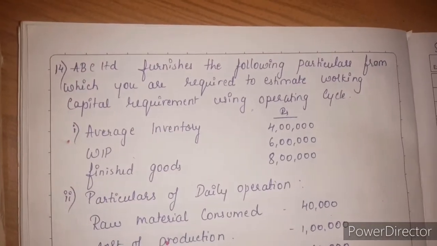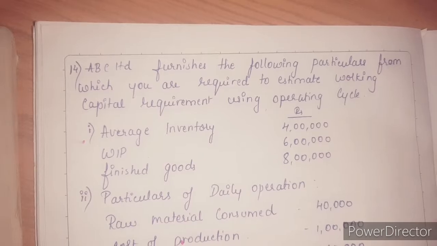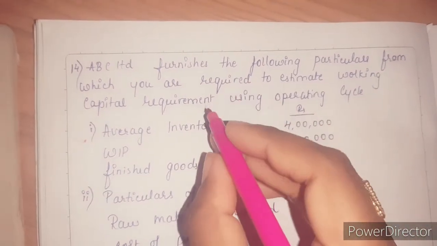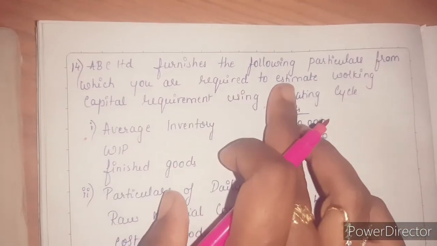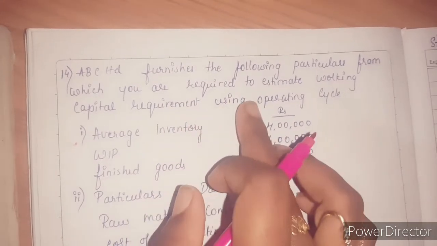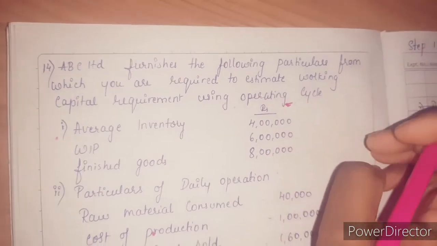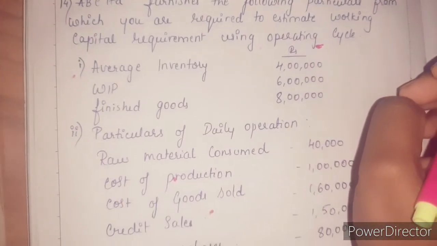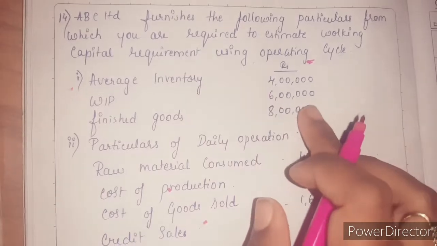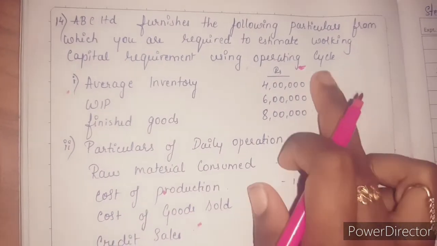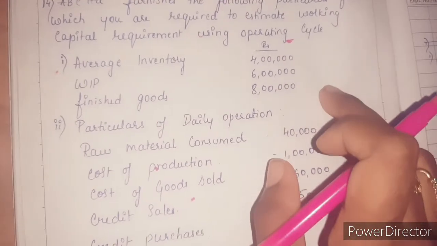So under that, next problem is ABC Limited furnishes the following particulars from which you are required to estimate working capital requirement using operating cycle. So the method to follow to find working capital requirement is operating cycle method. Given information: average inventory 4 lakh, work in progress 6 lakh, finished goods 8 lakh. So this is the information related to raw material, work in progress and finished goods.